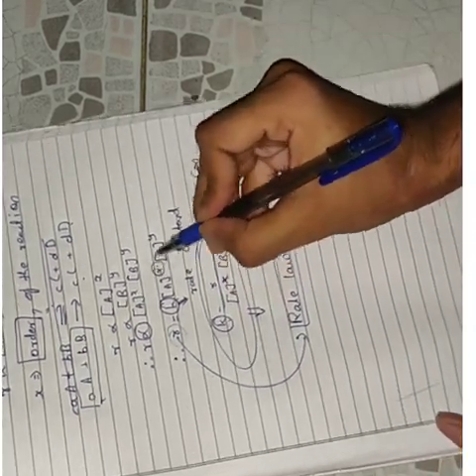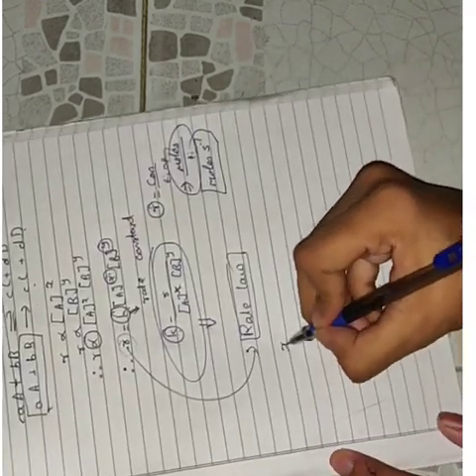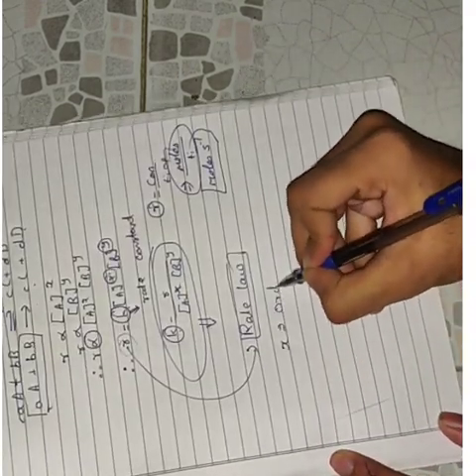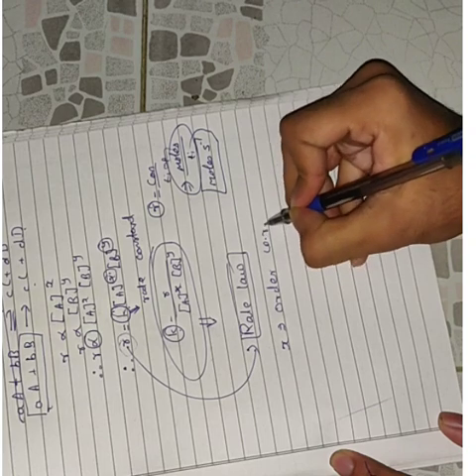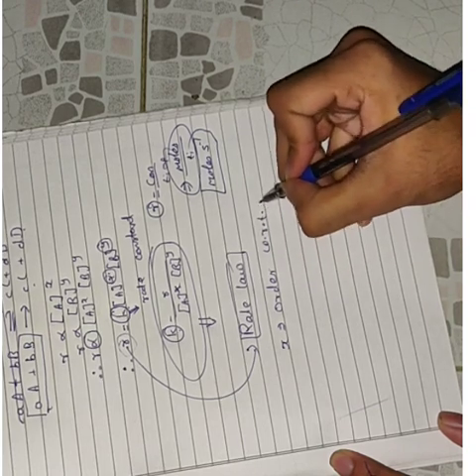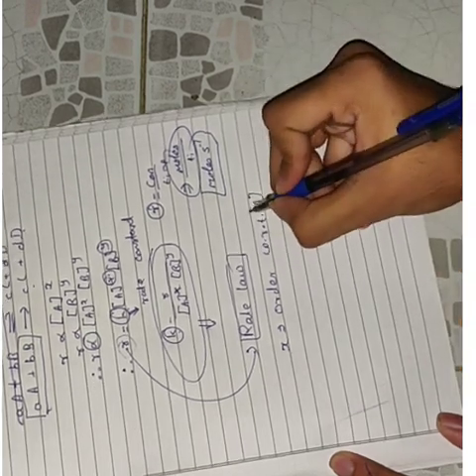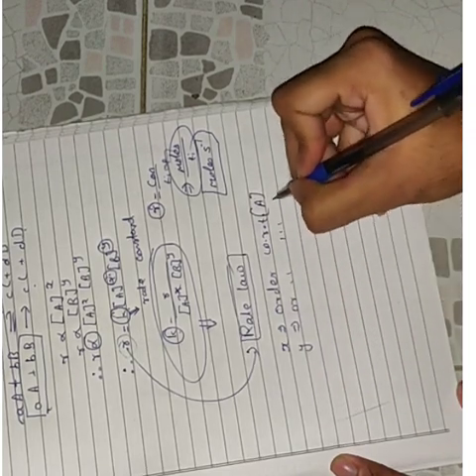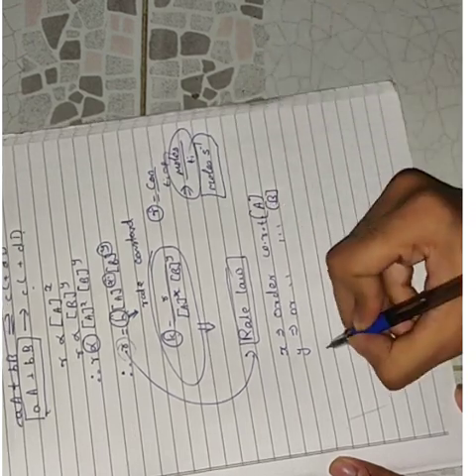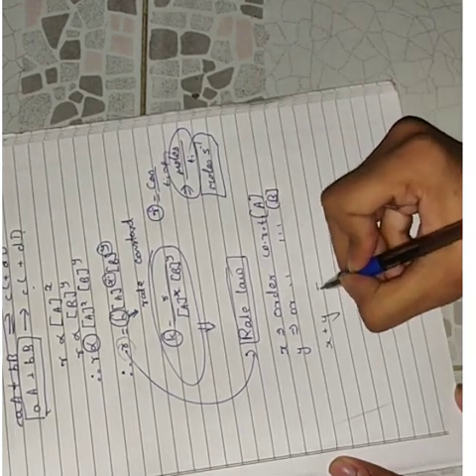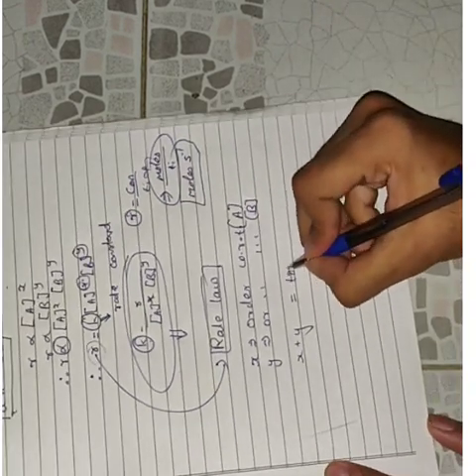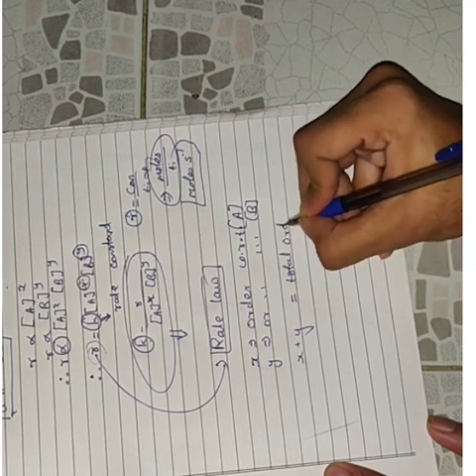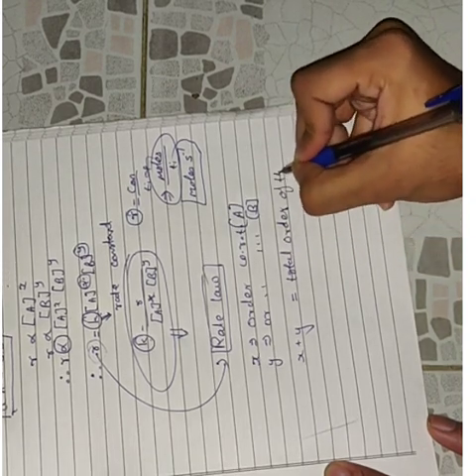Okay, let us understand now X and Y. Now X here is known as order with respect to A, that is concentration of A. Y is known as order with respect to concentration of B, and X plus Y is known as total order of the reaction.